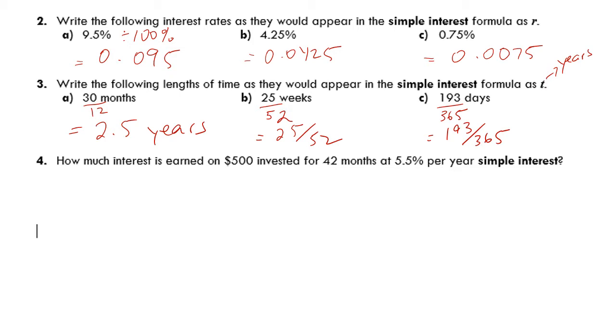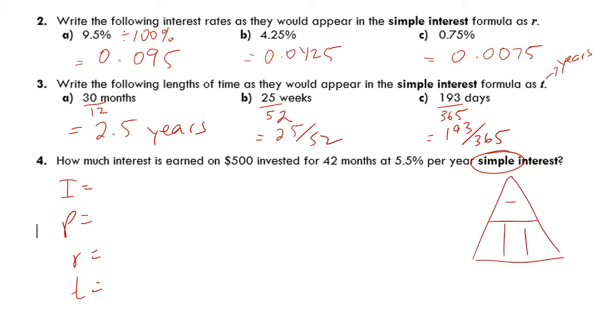Number 4, how much interest is earned on $500 for 42 months at 5.5% simple interest? So remember, one of the first two look-fors is the word simple or compound. We see simple, so we know we're using I = PRT. If you don't have it in front of you, we can make this formula triangle. And remember, we put multiply, multiply, and divide.